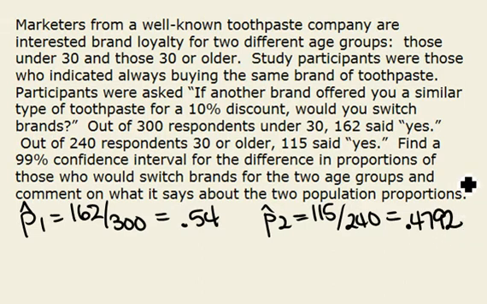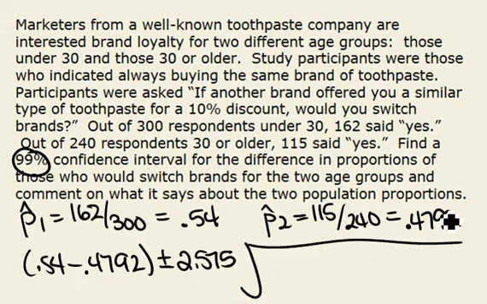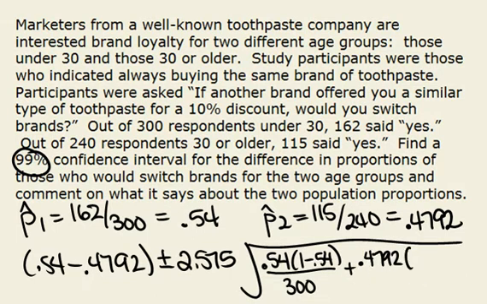So our confidence interval starts with the difference in our sample values, 0.54 minus 0.4792, and then we add or subtract our z-value. When doing a 99% confidence interval, the z that we use is 2.575. Our standard error under the square root gives us our P1 hat times 1 minus P1 hat over the sample size, which here is 300, plus P2 hat of 0.4792 times 1 minus that over that sample size, which is equal to 240.